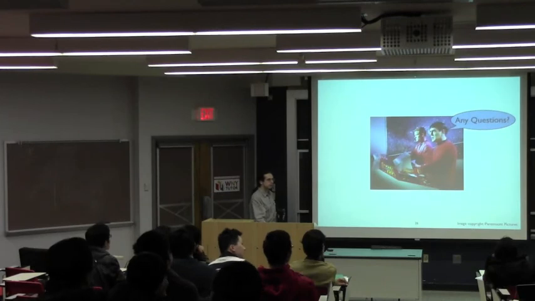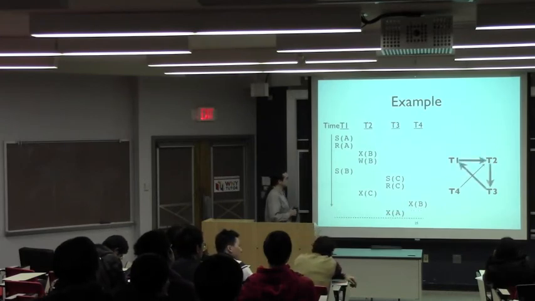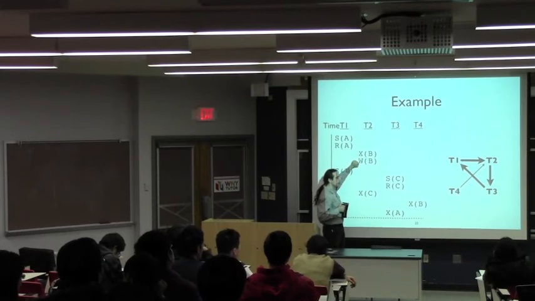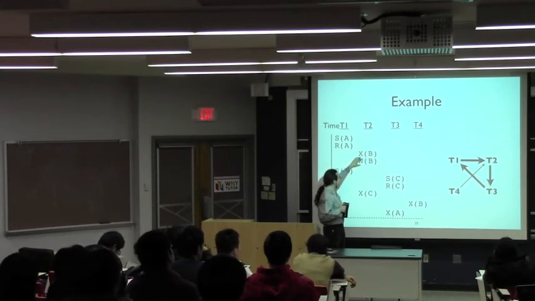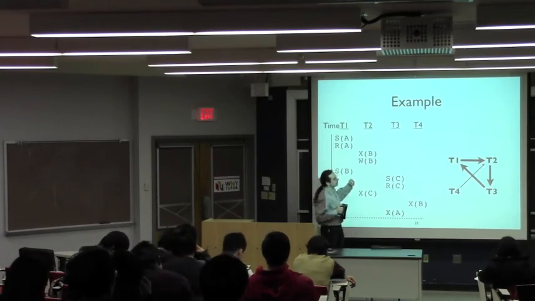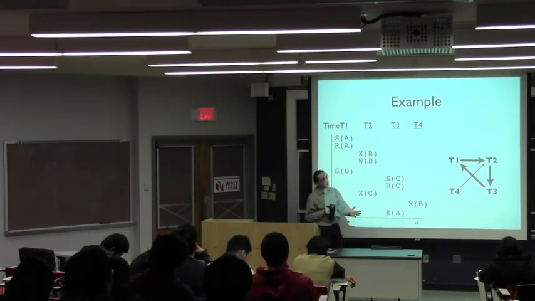Any questions? Yes? Once I acquire the exclusive lock on B in transaction 2 and I write B, I don't have to release the lock? No. So in two-phase locking, as soon as you release one lock, you can no longer acquire new locks. Essentially, you want to hold all of your locks until the transaction ends, and that will basically prevent anyone from coming in, and essentially that forces anything that depends on the value of B to be processed entirely after you.